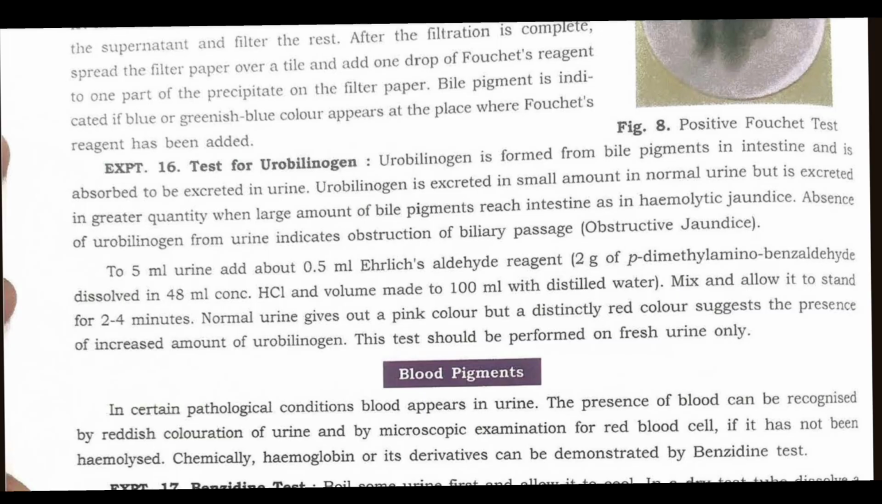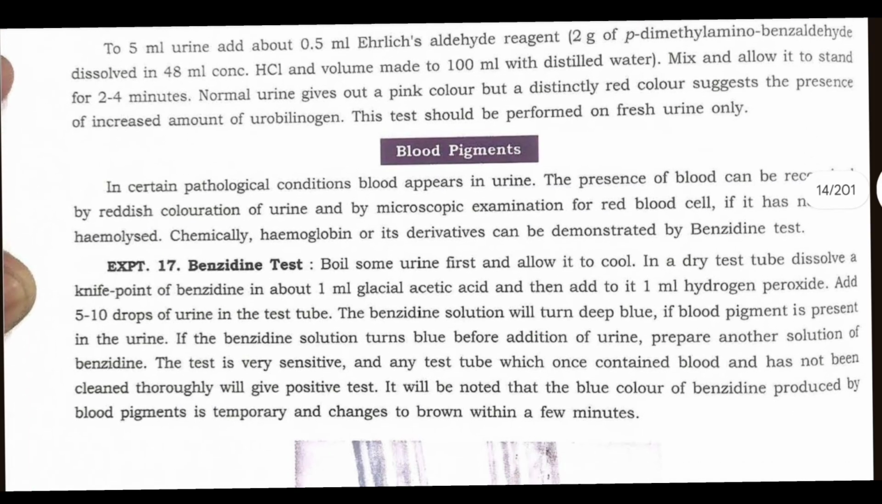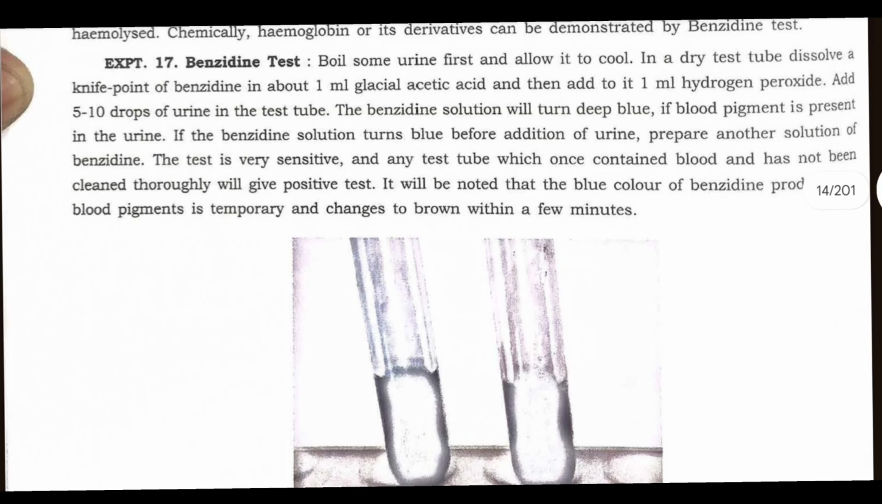Next is blood pigments. In certain pathological conditions, blood appears in urine. The presence of blood can be recognized by reddish coloration of urine and by microscopic examination for red blood cells if it has not been hemolyzed. Chemically, hemoglobin or its derivatives can be demonstrated by benzidine test. Experiment 17, benzidine test.